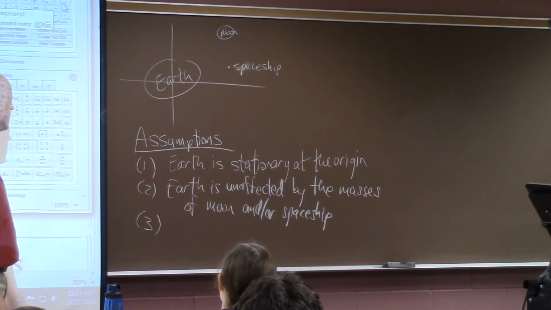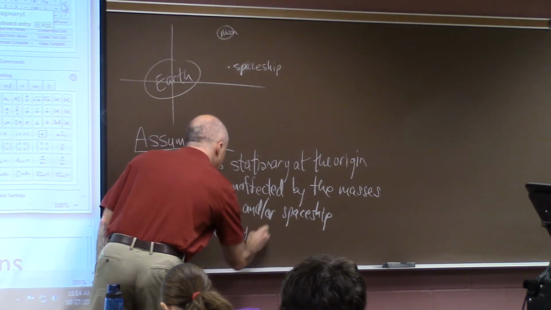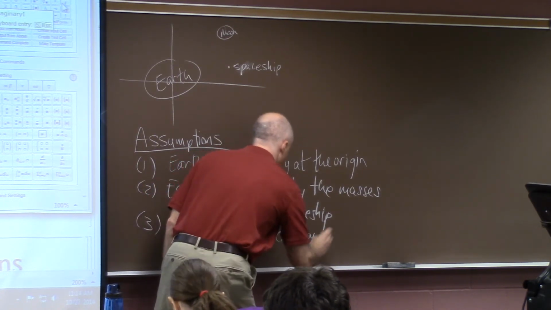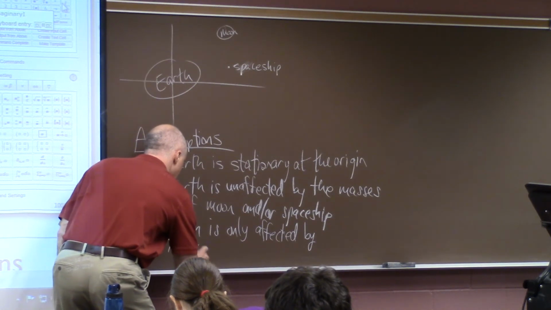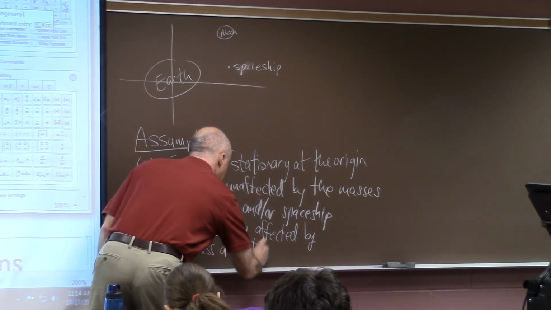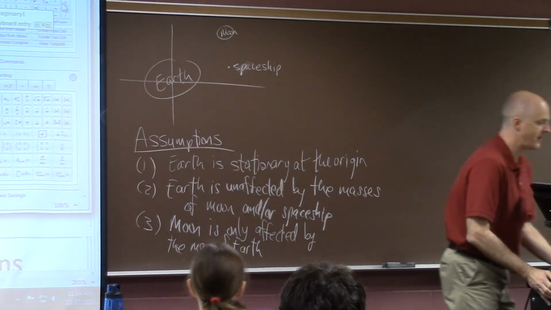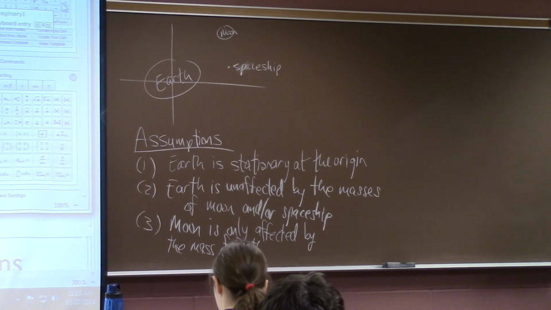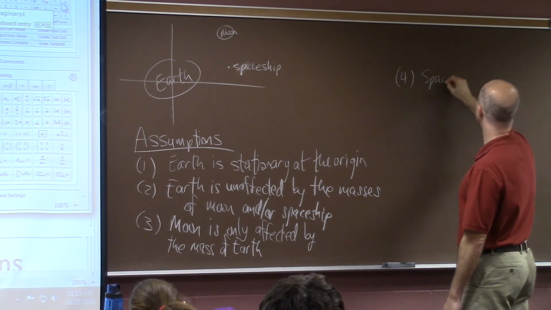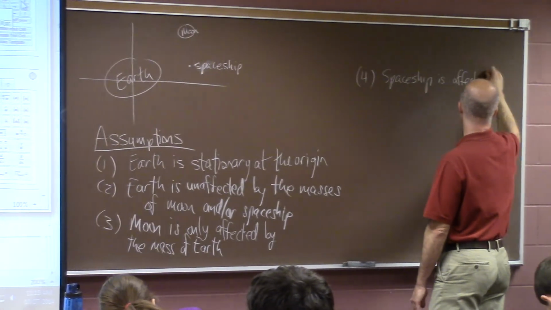What else? We've got the moon. The moon is only affected, according to Newton's laws, by the mass of the Earth, not by the spaceship. Okay, the moon is only affected by the mass of the Earth. Finally, the spaceship is affected by both the mass of the Earth and the moon. So those are assumptions that everybody needs to make.